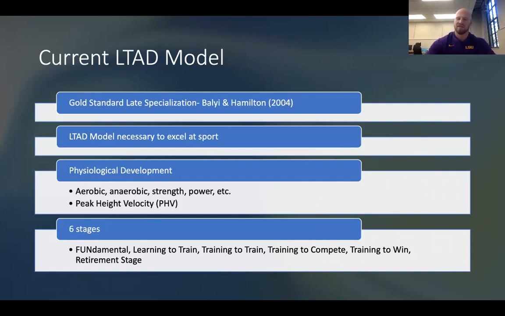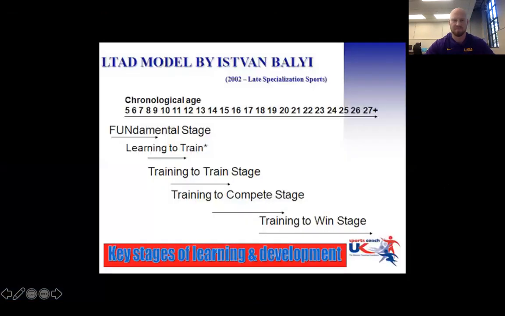So it's the time that they base when to develop those physiological qualities off of. There's 6 stages in this model: the fundamental stage, learning to train, training to train, training to compete, training to win, and then the retirement stage. I'll give a brief explanation of each of them next. This is a long-term athletic development model picture done by Balyi, and it shows when each stage is relevant.